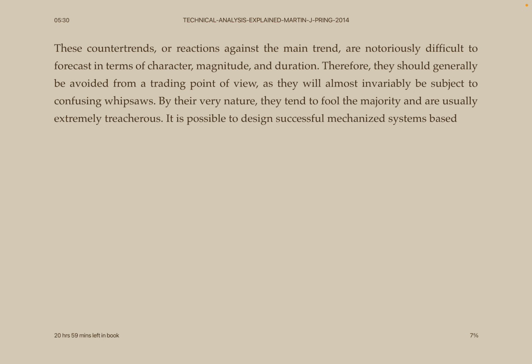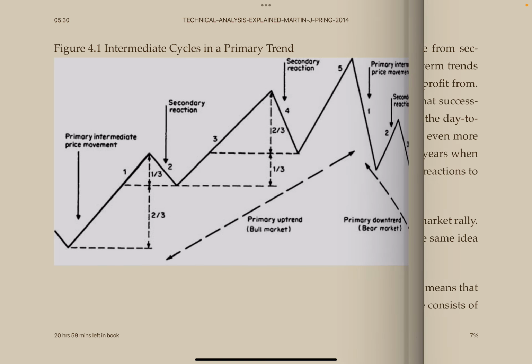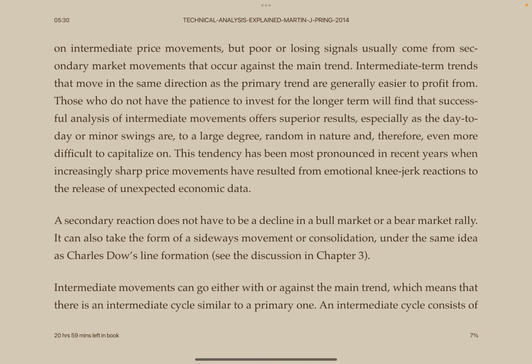It is possible to design successful mechanized systems based on intermediate price movements, but poor or losing signals usually come from secondary market movements that occur against the main trend. Intermediate term trends that move in the same direction as the primary trend are generally easier to profit from.